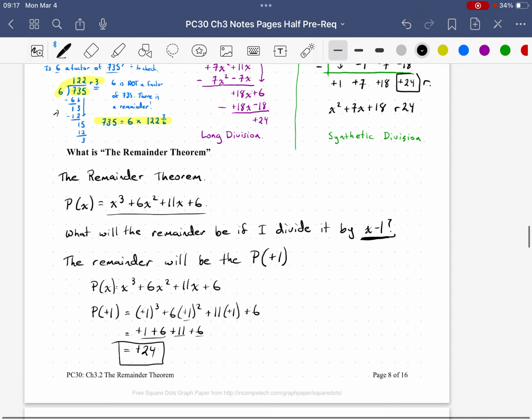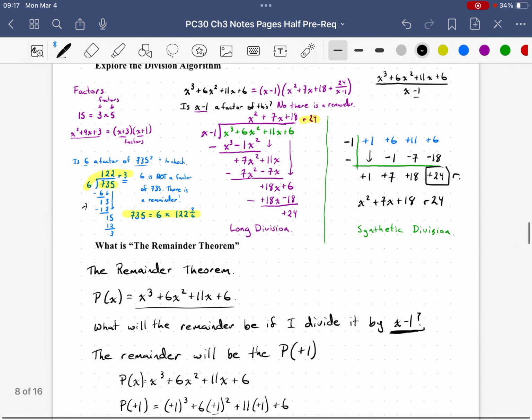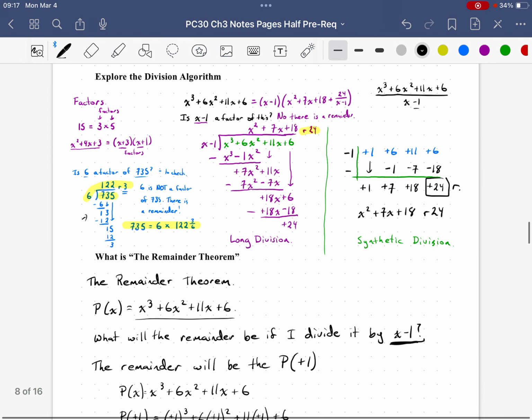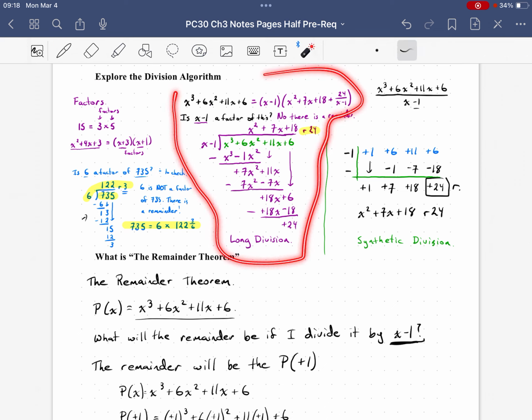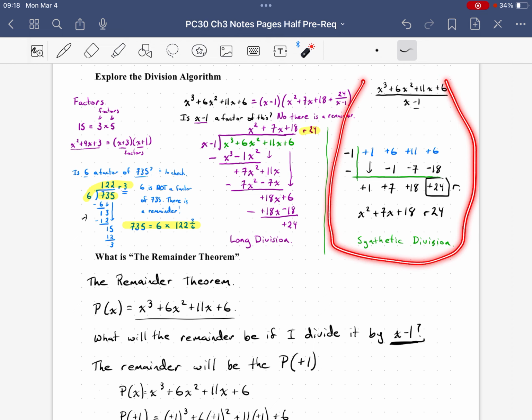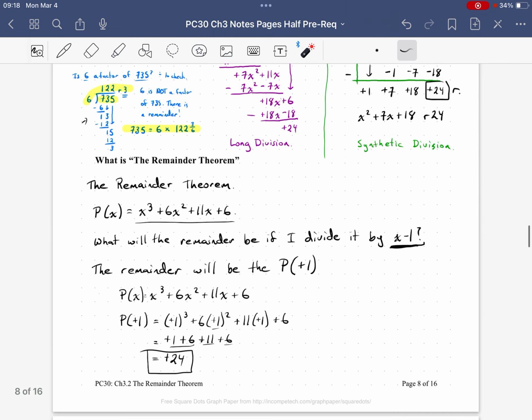All right, so that is how we do long division with polynomials, how we do synthetic division with polynomials, and how we can determine the remainder of a division question using the remainder theorem. So what will the remainder be if I divide this polynomial by x minus 1? Well, I evaluate the polynomial at plus 1.